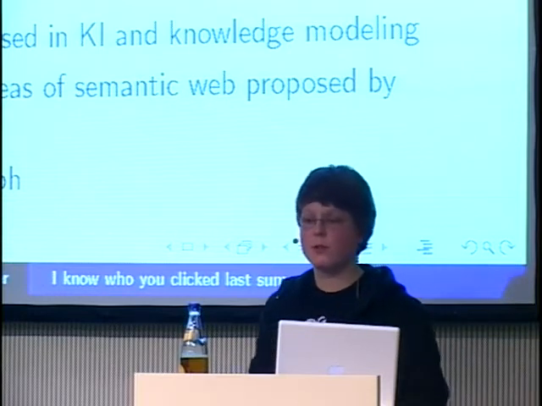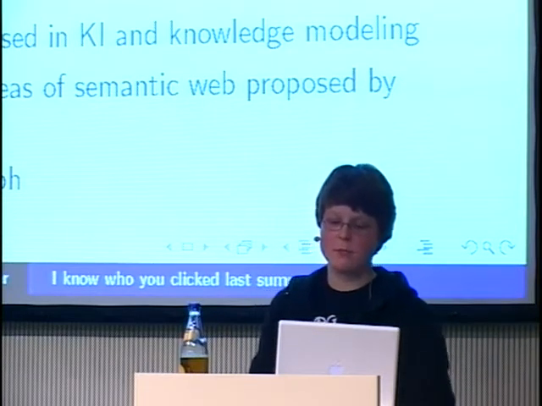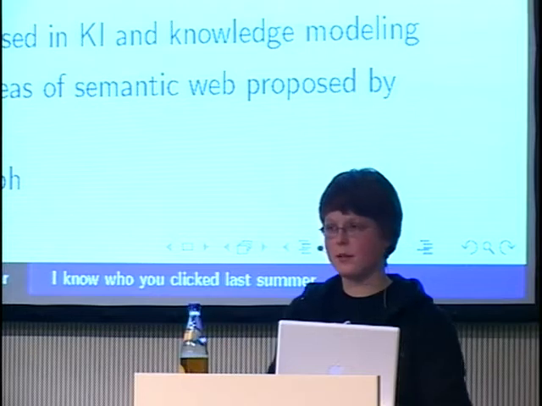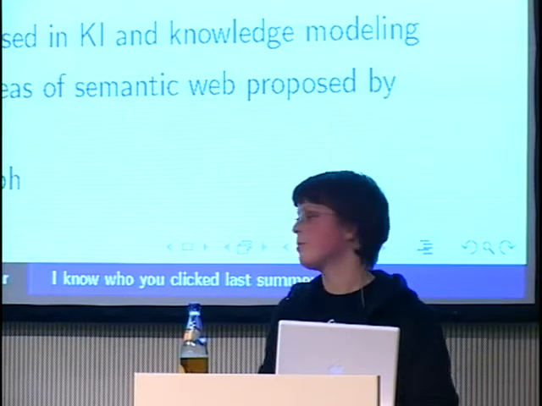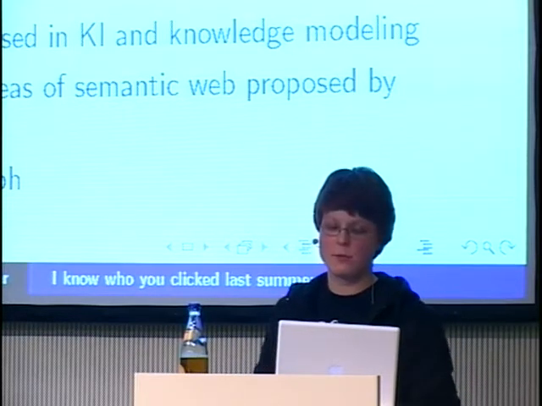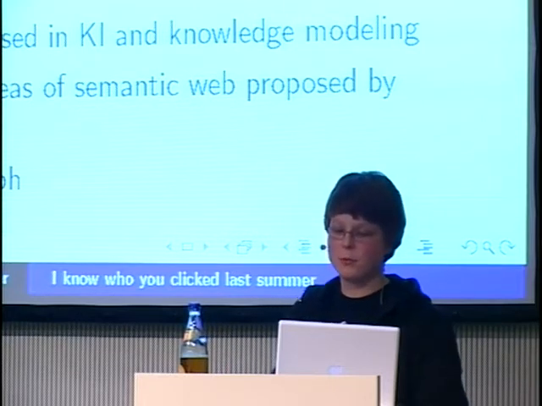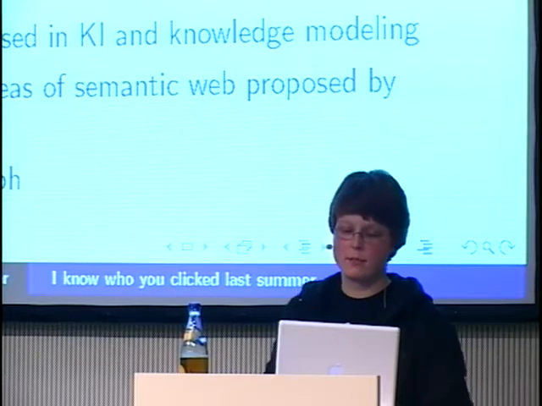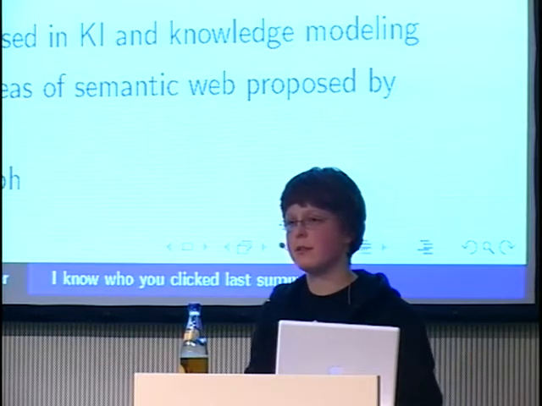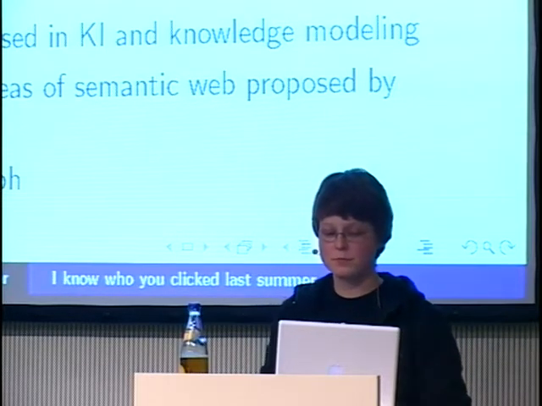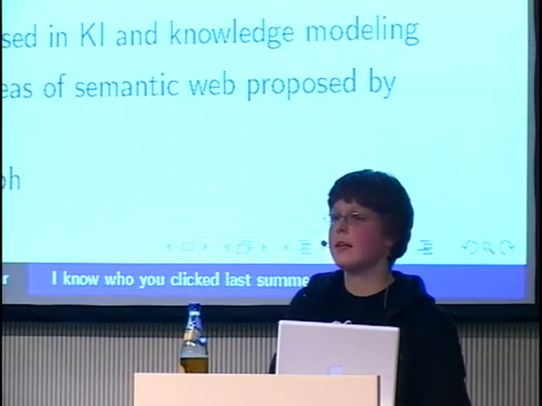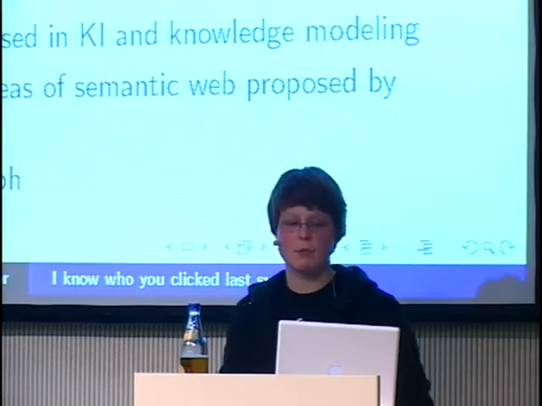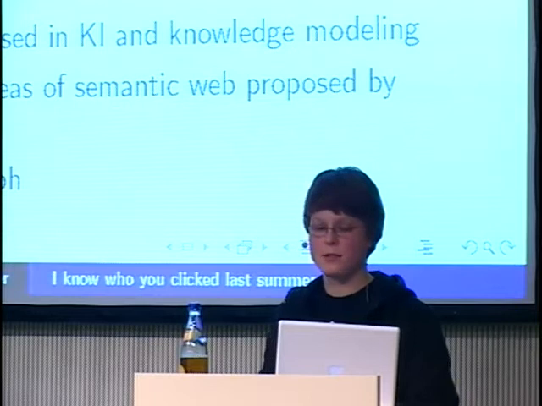Ontology was first a philosophical term, but was later used in artificial intelligence and knowledge modeling. And today it's one of the basic ideas of the semantic web, as Tim Berners-Lee proposed. And the trick is that every ontology can be modeled or expressed as a graph.